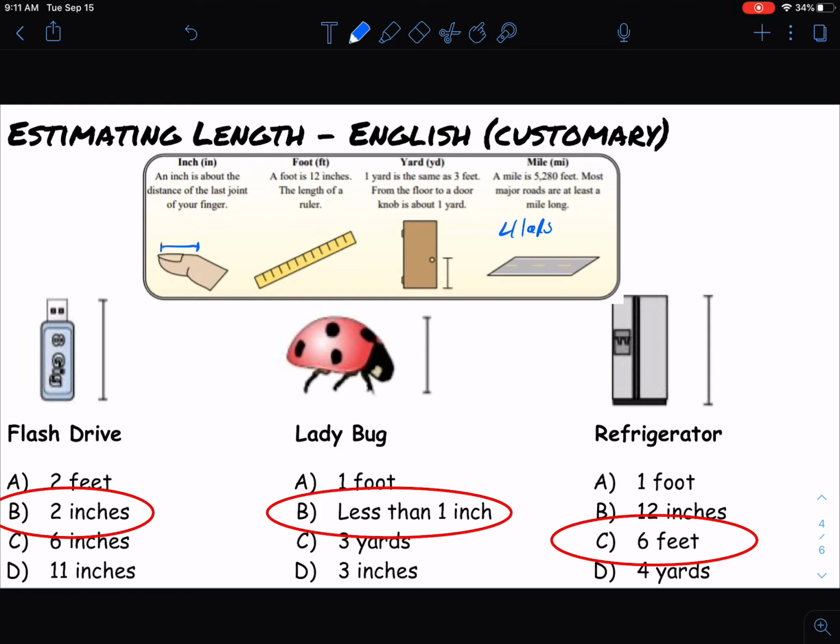So 6 feet makes sense there because 4 yards would be a really tall refrigerator. That's about a 12-foot tall refrigerator there. So that helps you visualize the different units.